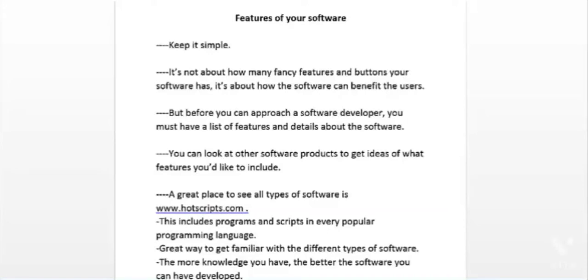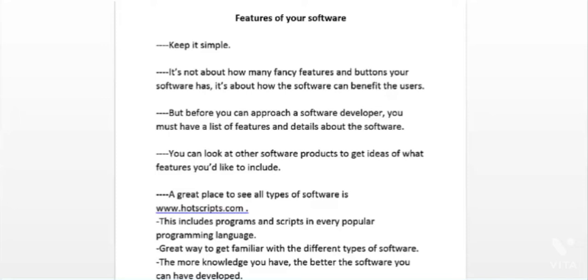Alright, so let's talk about coming up with a list of features and details of what your software is going to include. Okay, you've got to remember to keep it simple though, because it's not about how many fancy features and buttons your software has. It's about how the software can benefit the user. Because sometimes it's the most simple software that can become a best-selling product.